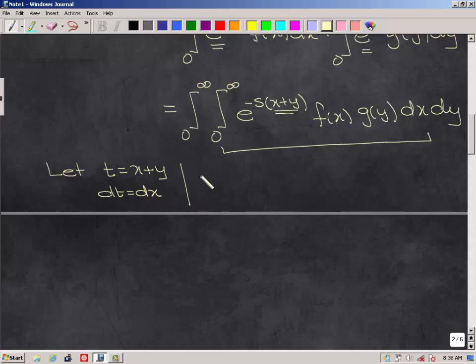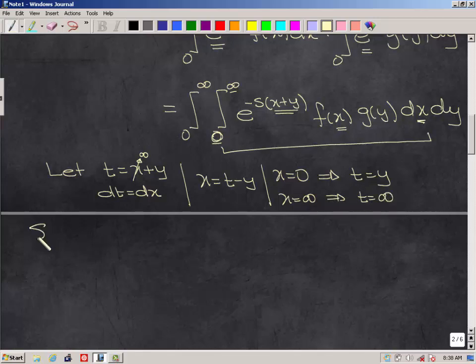Then x becomes what? Eventually we'll have to change this x to t, since we're changing everything to t. So it'll become t minus y. I'm going to also change the limits of integration to reflect t. Right now these limits reflect x, and I want them to reflect t. So what happens if x is 0? If x is 0, t would be y. And if x is infinite, that's the upper limit for x. We get infinite plus y, which is still infinite.